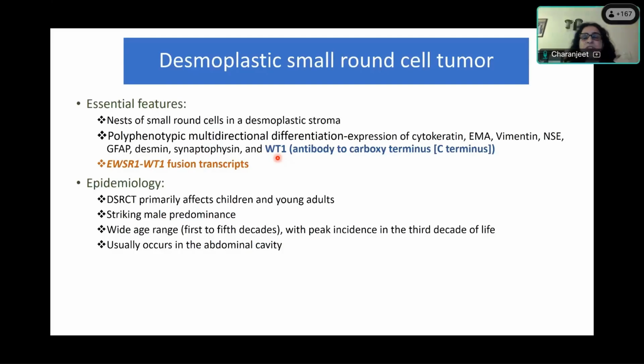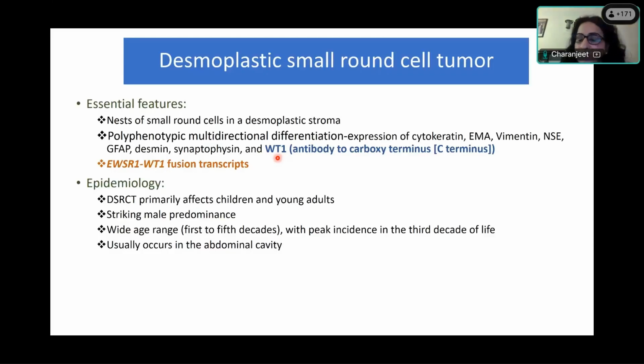Okay, so this tumor usually has a poor prognosis. It's a high-grade tumor, a high-grade sarcoma, it has a very poor prognosis, and it's usually seen in children and young adults. And the common site for this tumor is not the spine, it's mostly the abdominal cavity. Okay. So this is the first case, that is desmoplastic small round cell tumor.